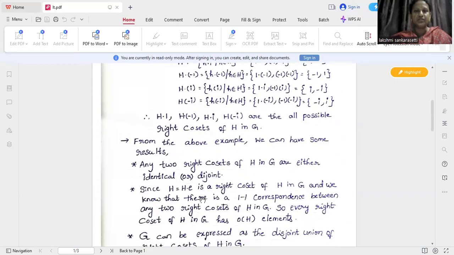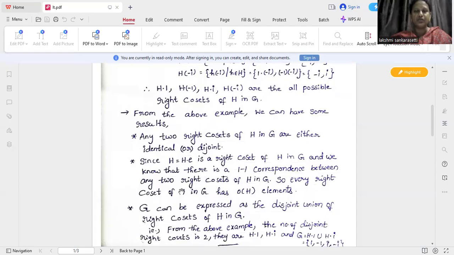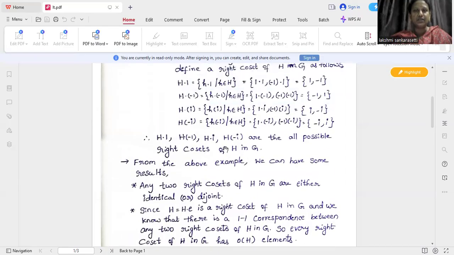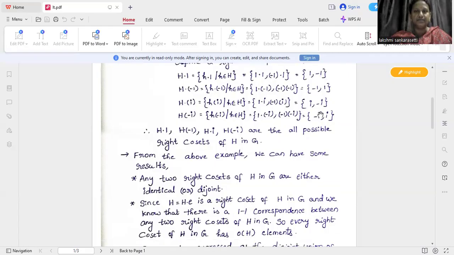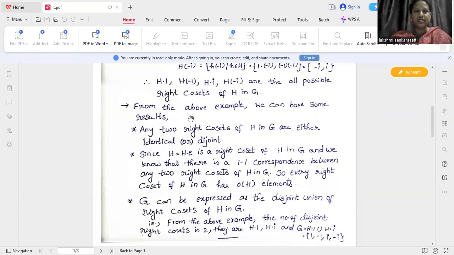And from this example, we can observe some results which we use in the following theorem, Lagrange's theorem. Any two right cosets of H in G are either identical or disjoint. Observe this example. If we consider H·1 and H·(-1), these two right cosets are the same, that means they are identical. And if we consider H·1 and H·i, then these two right cosets are disjoint: the right coset H1 containing 1, -1 and the right coset Hi containing i, -i. So both are disjoint. So we can state here that any two right cosets of H in G are either identical or disjoint.